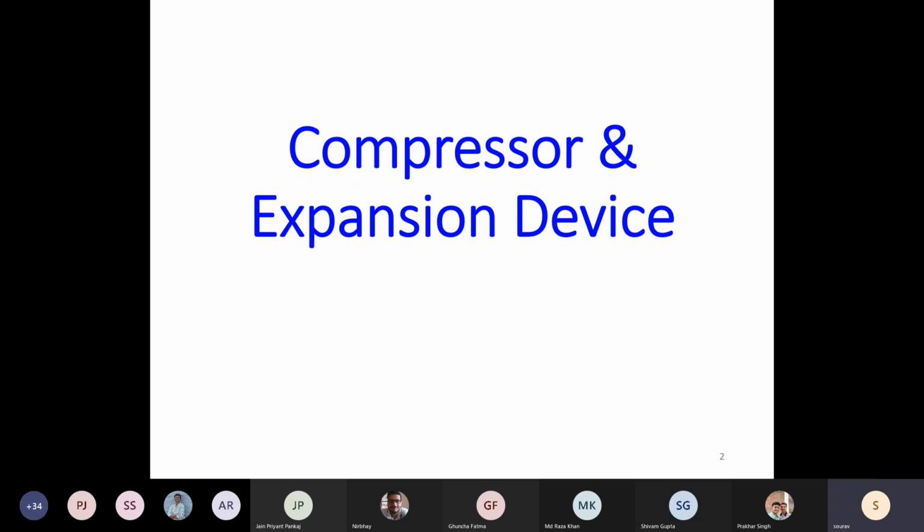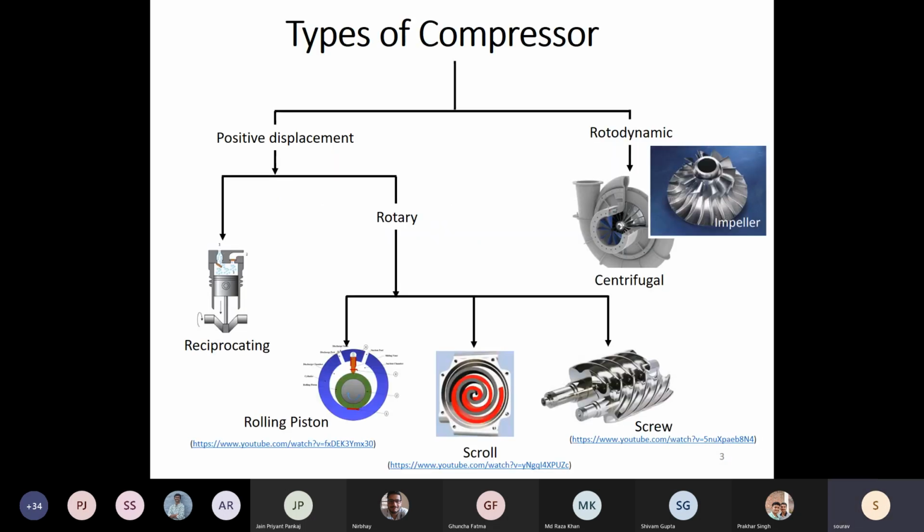But there's not a lot to discuss in the EEV, because once we understand the TEV, you will see that the EEV is just programming the features of the mechanical valve. So we'll start off with the compressors.